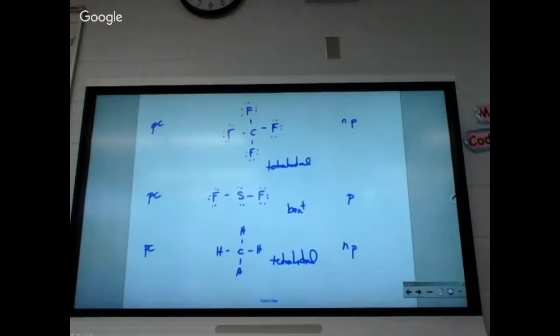Anytime you subtract the electronegativities, if you get 0, it doesn't matter how many lone pairs are on it. It will be a nonpolar bond and molecule. You have to have an electronegativity difference in order to be polar. What does polar mean? Polar means that your electrons are not shared equally.